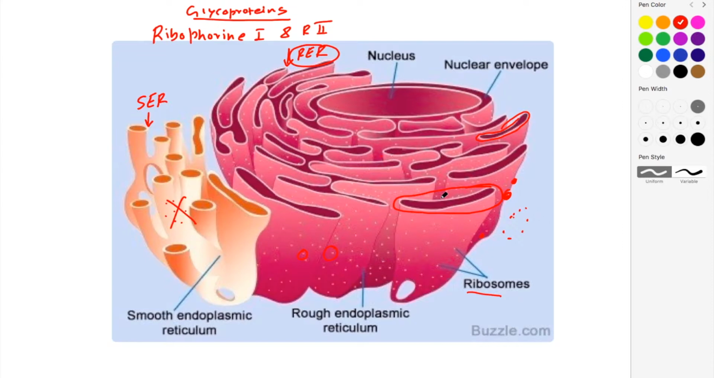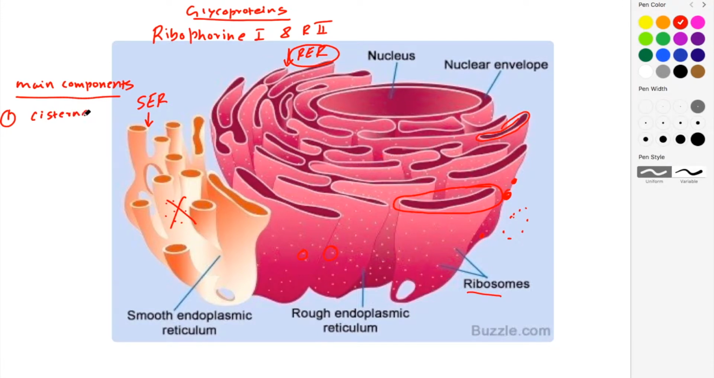Now, when we're talking about the endoplasmic reticulum, we must think of what the main components of the endoplasmic reticulum are. So the main components of the endoplasmic reticulum are, okay, the first one we call the cisternae, as I mentioned to you, right?